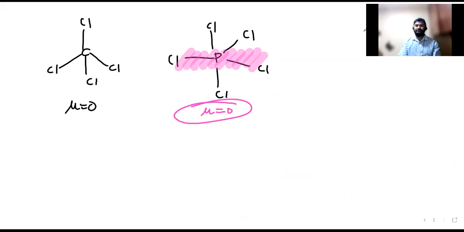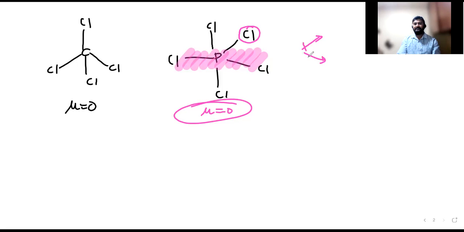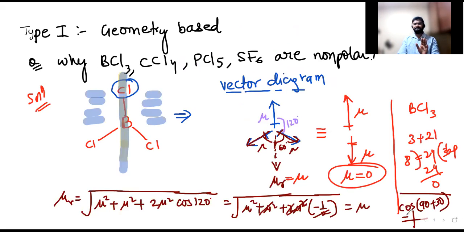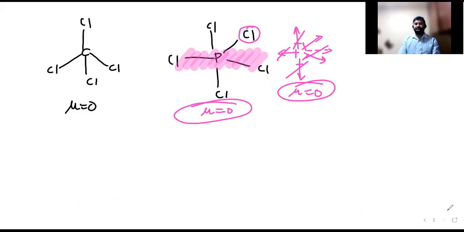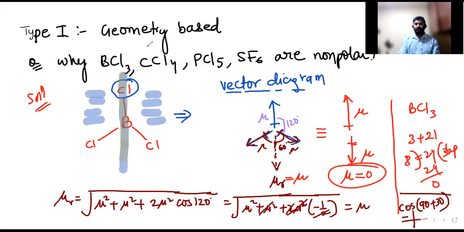You can draw a vector diagram also to prove the same. How? Out of phosphorus and chlorine, which is more electronegative? Of course chlorine. So electron will go up, then down. So there will be a resultant which will go like this. These two will cancel, these two will cancel. So mu is 0. So any molecule which has no lone pair and has a symmetrical geometry has 0 dipole moment. So it is non-polar, because the vector diagrams cancel each other.